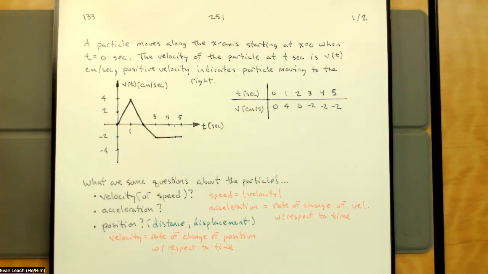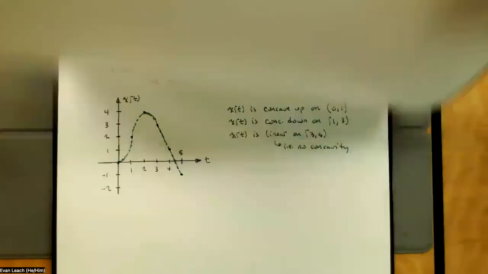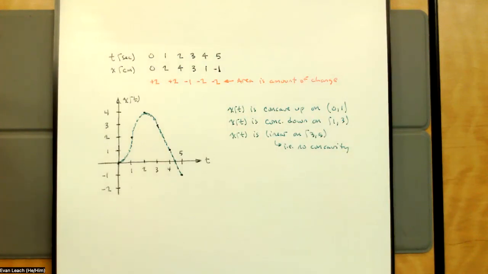Now, the other thing that we should include is what does the graph of the position look like? And I have that here where we describe the concavity. So there's our area being the amount of change. Here we have concave up when the velocity is increasing, concave down when the velocity is decreasing, concave down because it was still decreasing. And then we have linear, that is no concavity from 3 to 5.